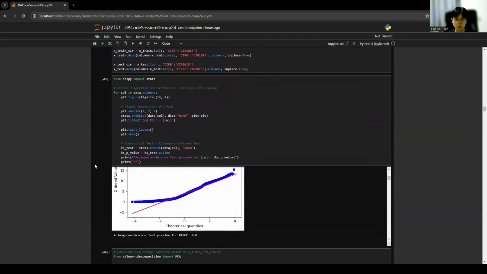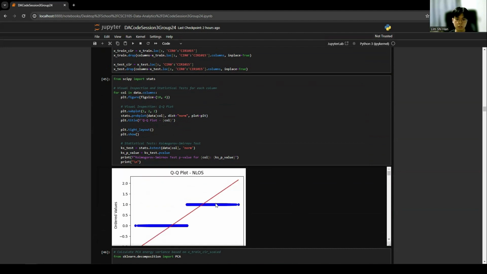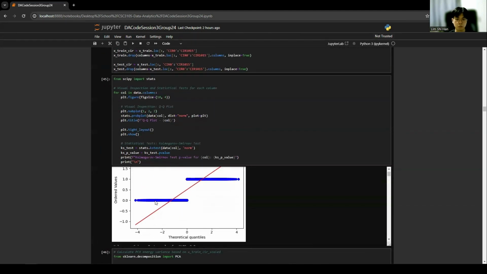Next, we did a statistical test. What this statistical test was for was to see whether our features needed to be normalized or what kind of scalers we should use.